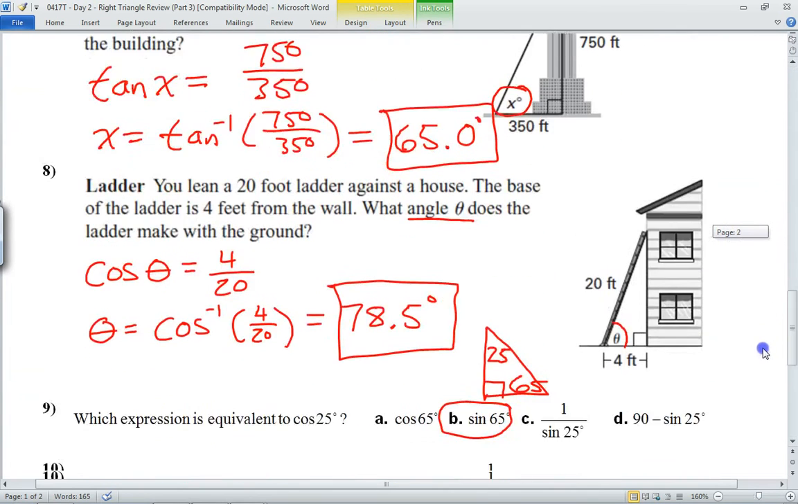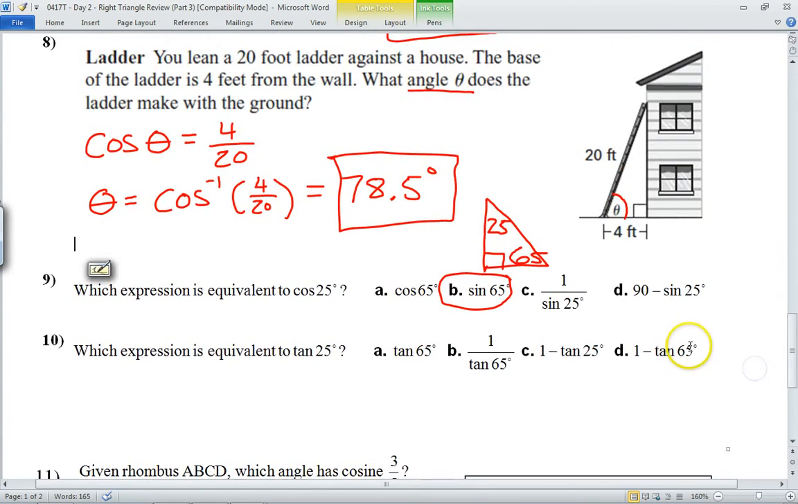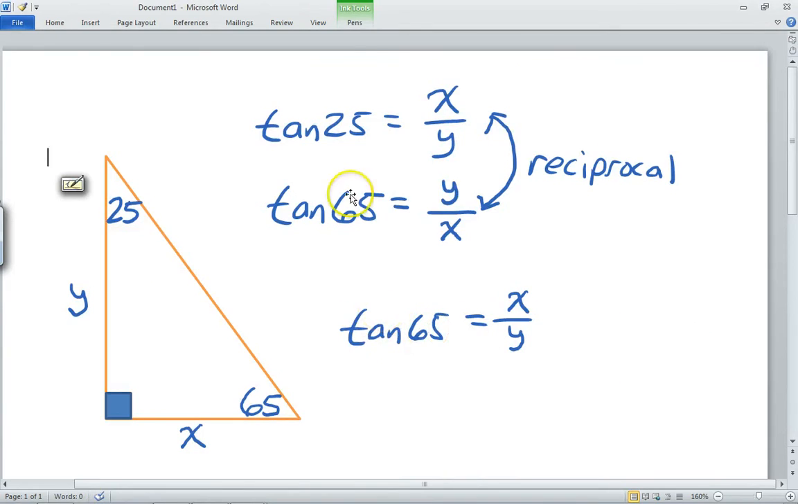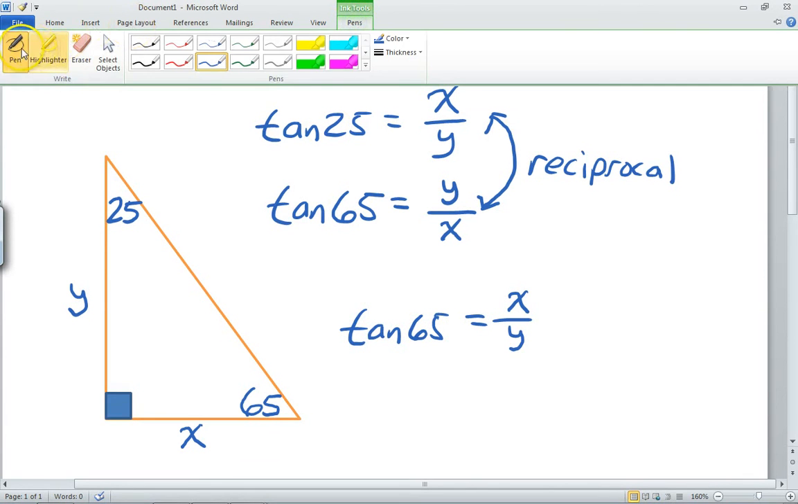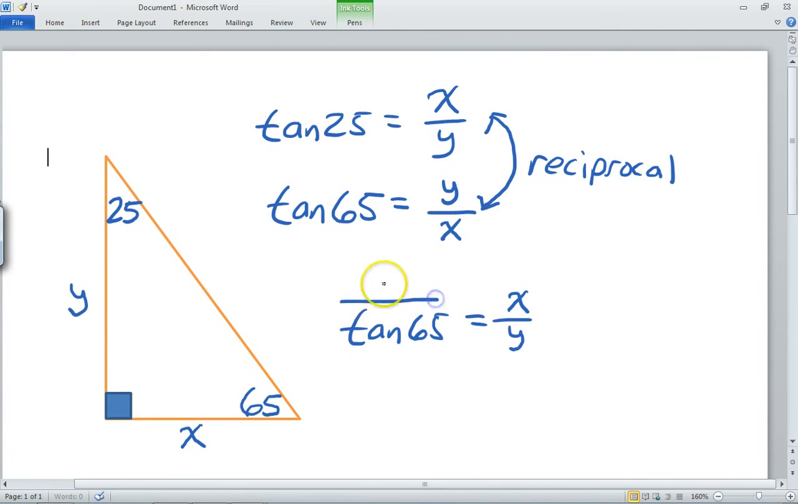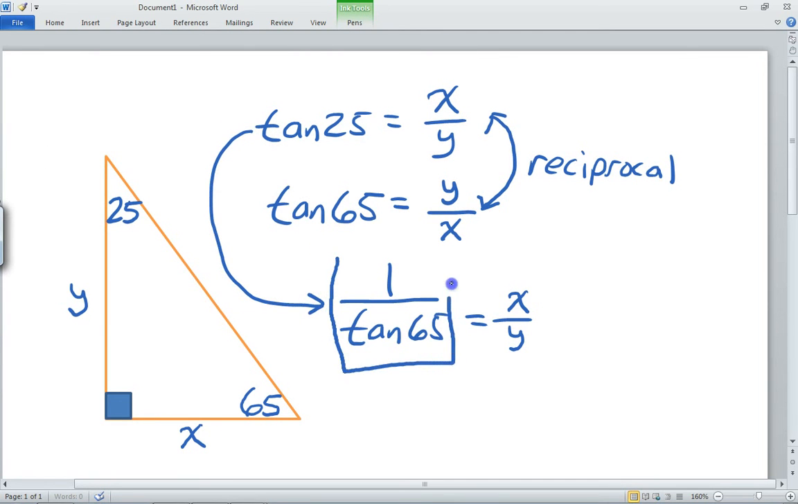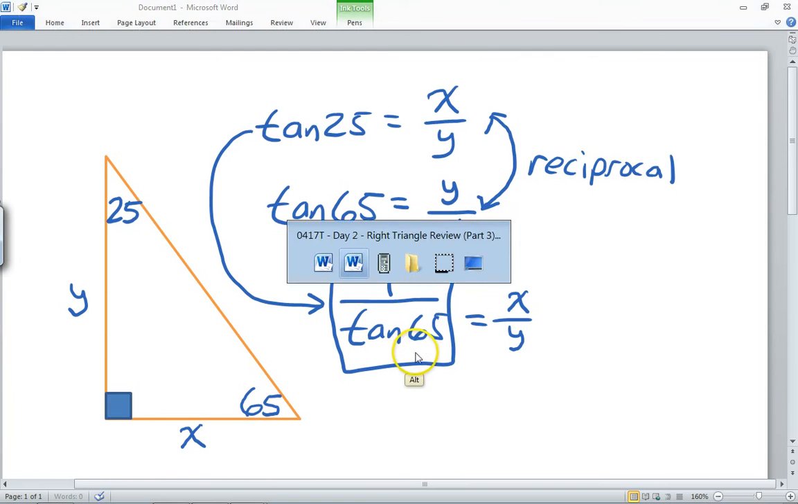So, it seems like if we just put 1 over tangent 65, like this, that will do the reciprocal and have it turn out to be X over Y, just like we want it. So, tangent 25 should be the same thing as 1 over tangent 65. Because we needed the reciprocal, so we had to put a 1 over it.